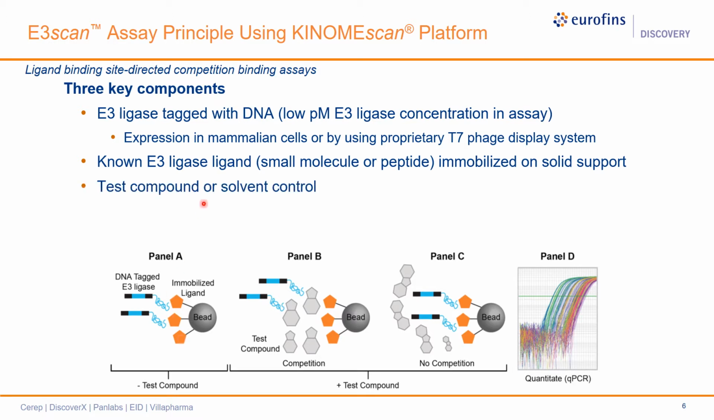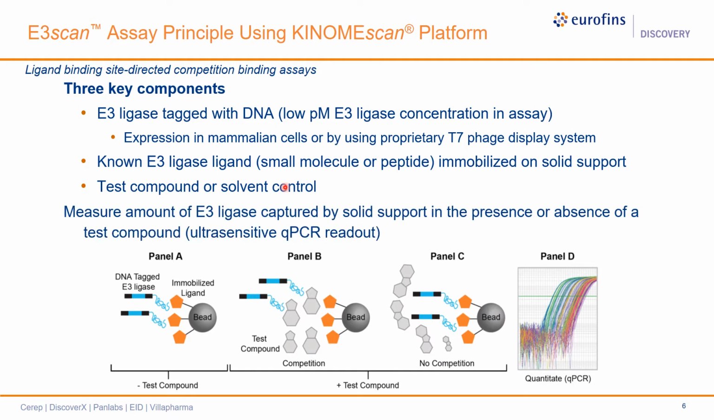And the third component is a test compound or a control solvent. The 3 components are incubated together, the beads are washed and eluted, and the elution is then used for an ultrasensitive qPCR readout. In panel A, what happens in the absence of a test compound? The E3 ligase binds to its ligand on the beads, the wells are then washed and eluted, and therefore the signal of the E3 ligase is then detected using the qPCR readout. So in this case, the signal will be high.